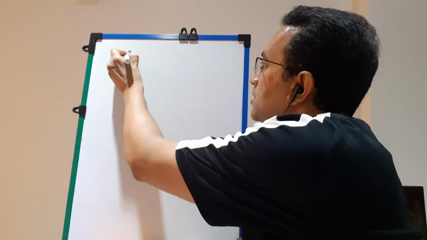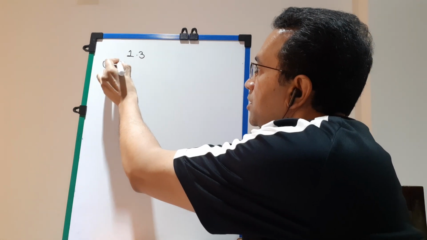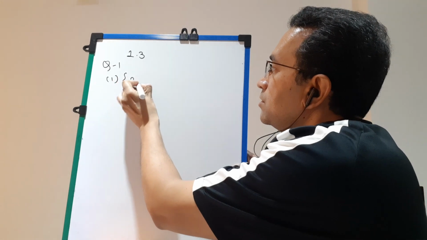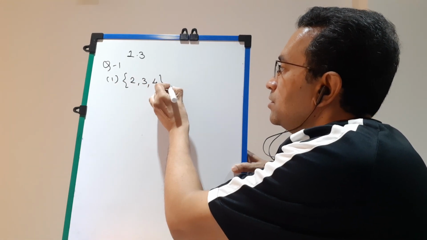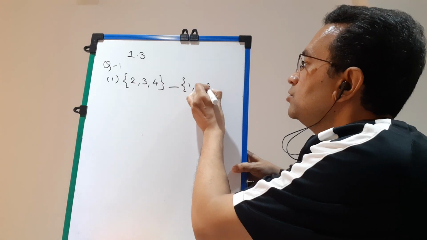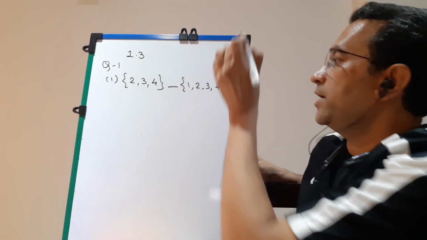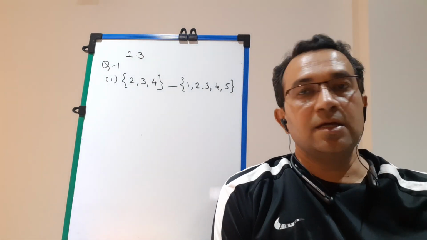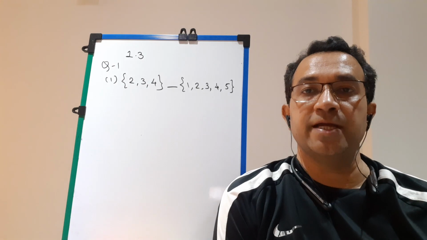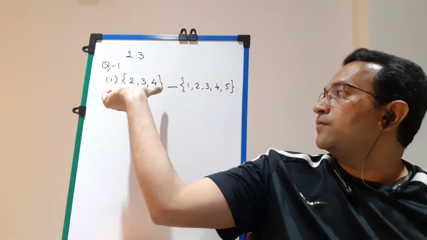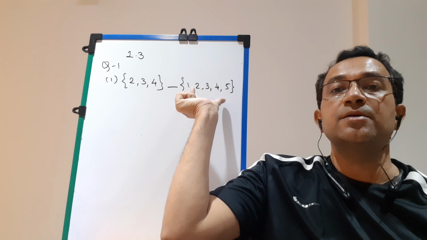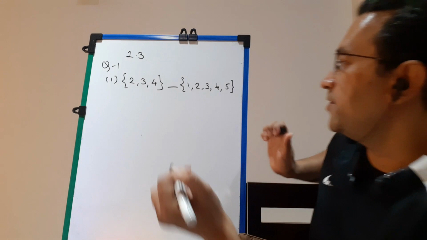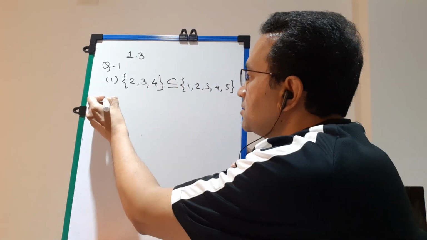The first statement, exercise 1.3, main question 1, part 1: {2, 3, 4} dash {1, 2, 3, 4, 5}. Now students, you can very easily tell me whether this is a subset or not. Say this is set A and this is set B. Every element of set A is an element of set B. So here the blank will be filled by the relation subset.